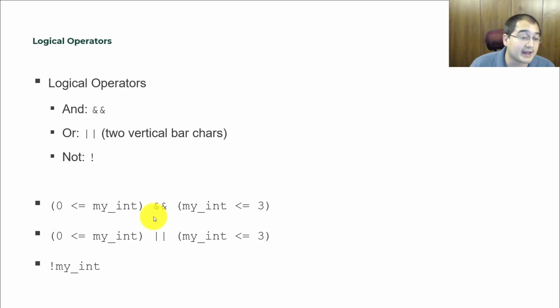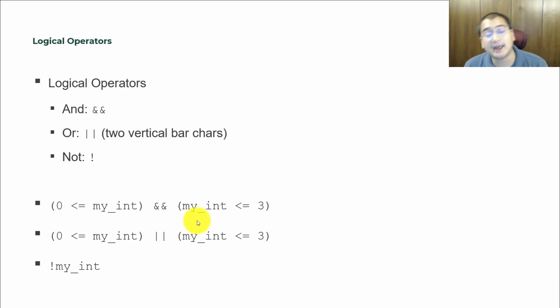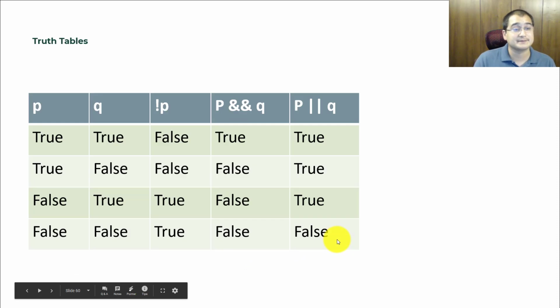So the AND here will run this code. If this is true, then it will run this code. This is how you would say, I want my int to be greater than or equal to 0 and less than or equal to 3. Well, that's not a particularly exciting value. Here you can say, I want my int to be less than 0 or my int to be less than 3. And here you just say negate, give me the opposite of my int.